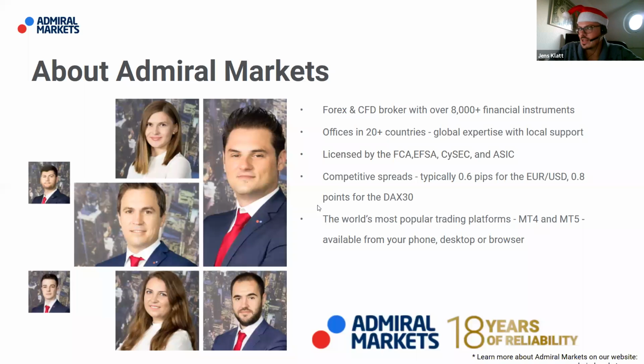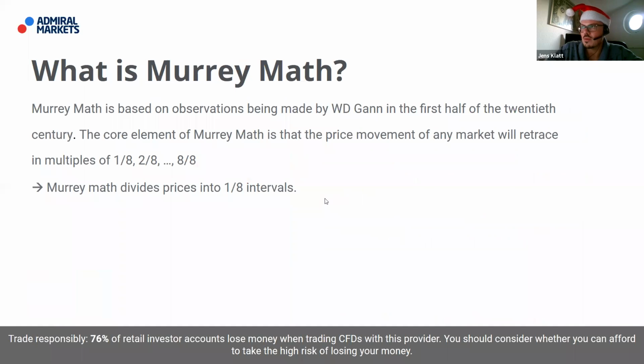But now let's dig into the topic of Murrey Math and give an idea of what this is. So first of all, here you can already see it in the first sentence. Murrey Math is based on observations being made by W.D. Gann in the first half of the 20th century. So who is this guy, this W.D. Gann? It's William Delbert Gann.